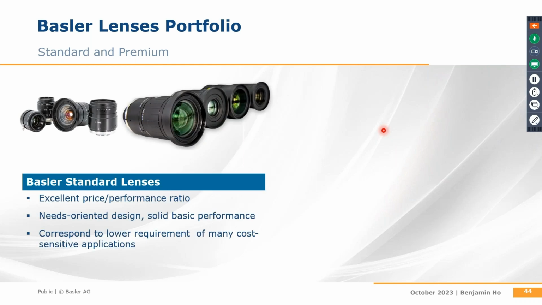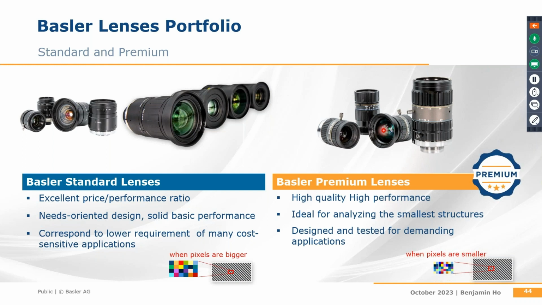The standard product line offers an excellent price-to-performance ratio and strong basic performance for many cost-sensitive applications. The premium product line is designed and tested for more demanding applications, thanks to the high resolving power, low distortion, and low vignetting of the premium lenses. They offer the best image quality. In general, standard lenses are used with cameras with bigger pixel size, and premium lenses match with smaller pixel size cameras.